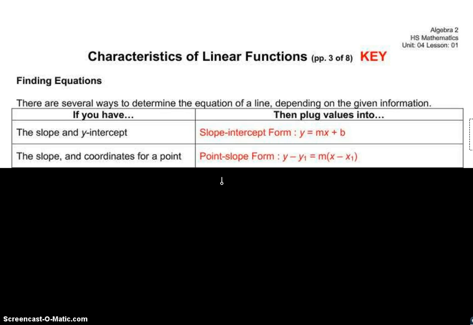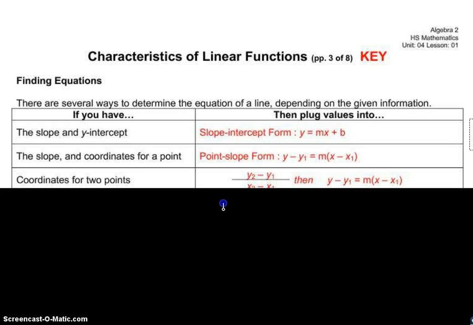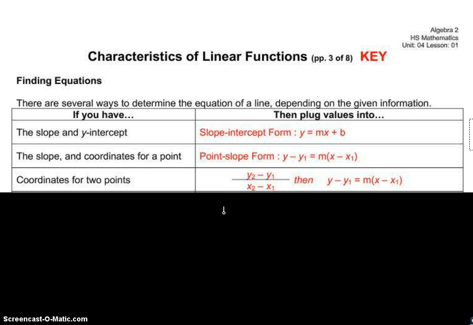Now what if I'm given just two coordinates? Here I'm actually going to have to use two specific formulas. So it is a two-step problem. Not only do I have to use the slope formula to find slope, once I find the slope, I can choose any point and plug in the slope and the point into my point-slope formula. So again, if I give you 2 points, it is a two-part problem.